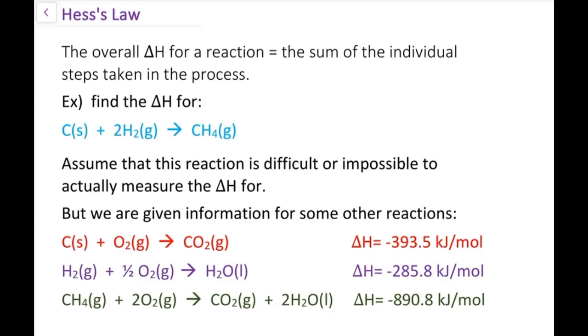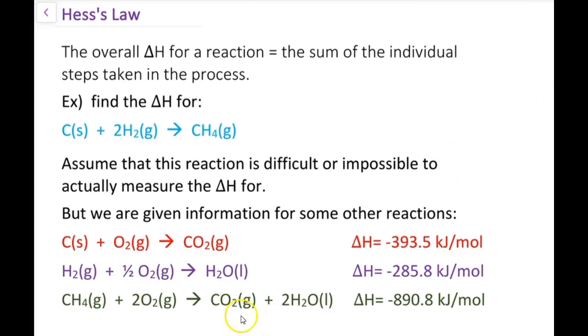But what Hess's law tells us is that if we have delta H's for other reactions, and those reactions can be added up to give us the overall reaction that you see here in blue, then we can also add up the delta H's for those individual reactions to get the delta H for the overall reaction we're going for. In this case, producing CH4. So if we're assuming that the reaction is difficult or impossible to actually measure the delta H for, but we have some information about some other processes that have some of the same stuff in them, then we can sort of add them up. Okay, so here's what I mean by that.